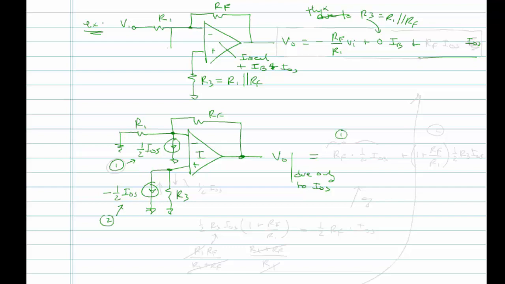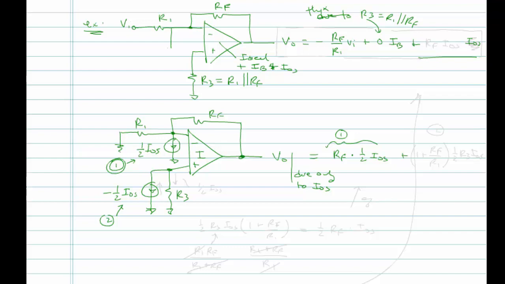So the first term, we already saw that when we do superposition, all the other sources are off. We found that the V plus is at 0, and therefore V minus is at 0, and therefore there's no voltage across R1, therefore there's no current flowing through R1. Therefore, all of this 1/2 IOS flows through RF. So we'll have RF times 1/2 IOS. That is due to this first source here.